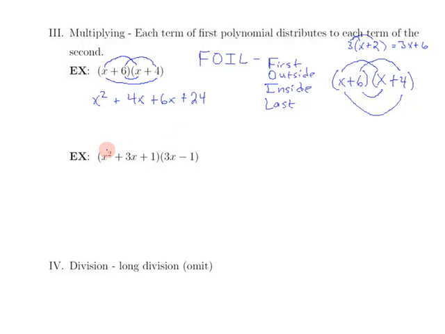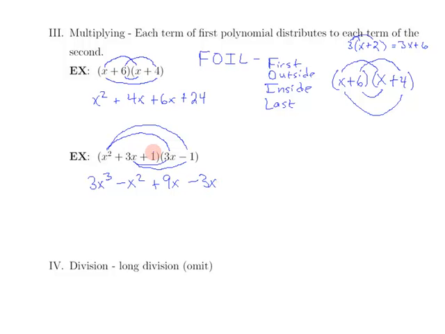So if I take x squared times 3x, I'll get a 3x cubed. Now I've got to take x squared times this one over here, which is going to give me a minus x squared. Now I've got to take the middle term and distribute it. So I'm going to take it times 3x, which gives me plus 9x. Take this times the last one, which gives me a minus 3x.